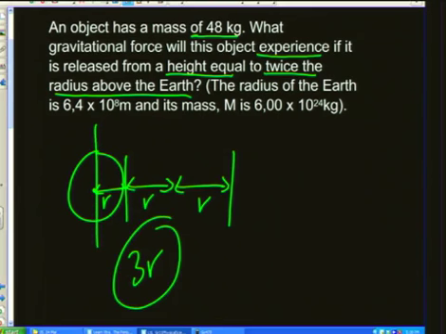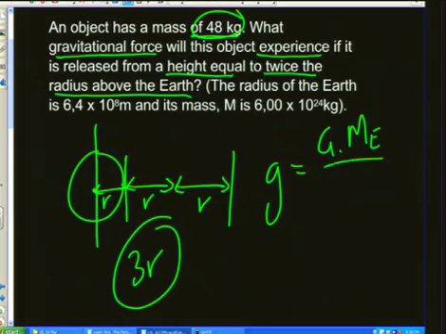We're told that it has a mass of 48 kilograms. We're told all the rest. And what we're having to do is to work out what gravitational acceleration will it experience. We don't even need to use its mass. We can simply say g is equal to big G, the mass of the Earth, over the radius of the Earth squared. And there we go. We've got the distance, and we've got the thing to substitute.